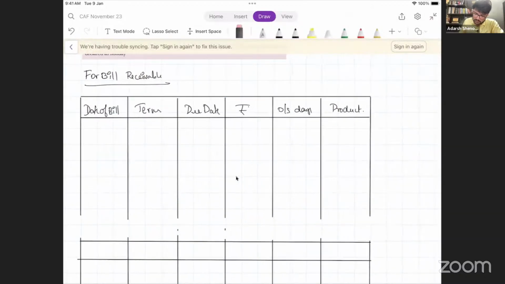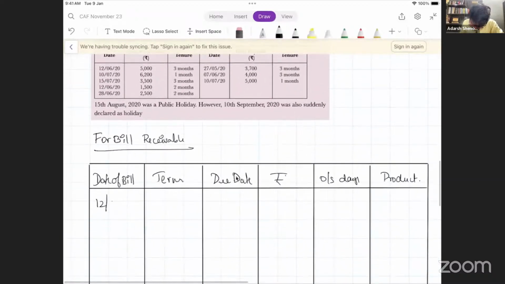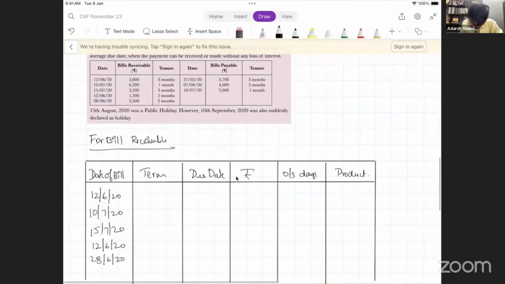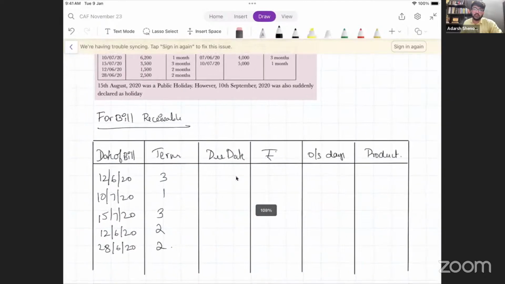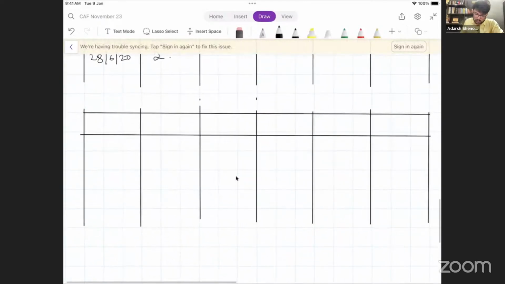So now, first, bills receivable. We have five bills receivable. Write the dates: 12/6/20, 10/7/20, 15/7/20, 12/6/20, 28/6/20. Terms are given: 3 months, 1 month, 3 months, 2 months. These are bills of exchange. So while calculating due dates, we have to add the grace period as well, because it's a bill of exchange.